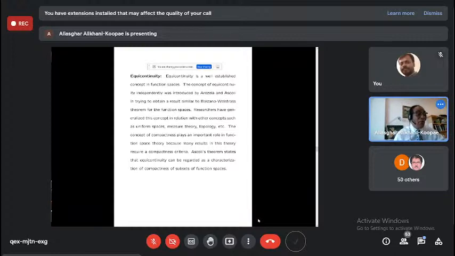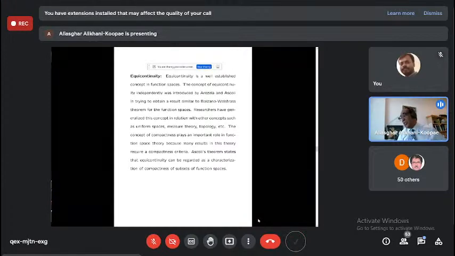So for function spaces, they wanted to show that if you have a sequence in function spaces, they have convergent subsequences. That's why equicontinuity was introduced, and the concept of compactness plays an important role in function space theory. It turns out that equicontinuity and compactness are interrelated. Ascoli's theorem states that equicontinuity can be regarded as a characterization of compactness of subsets of function spaces.